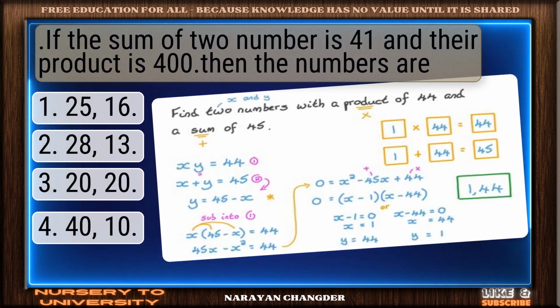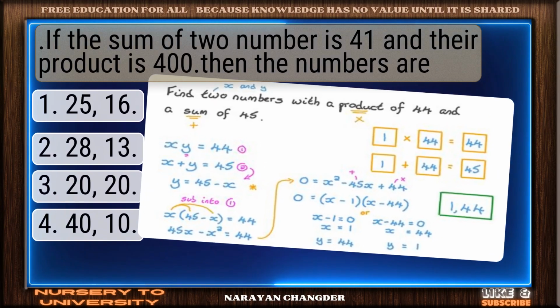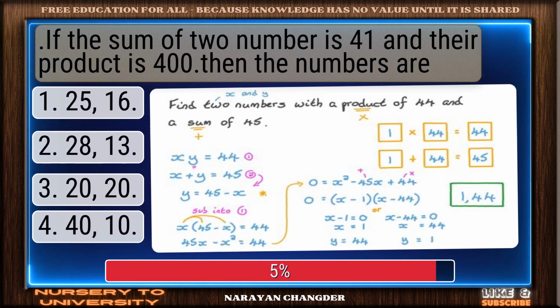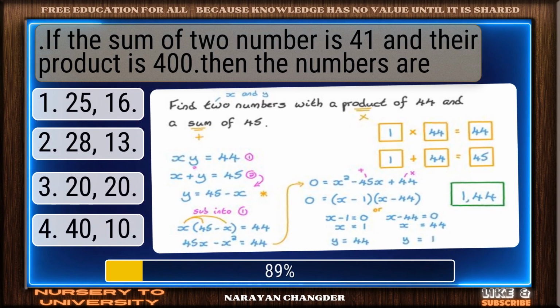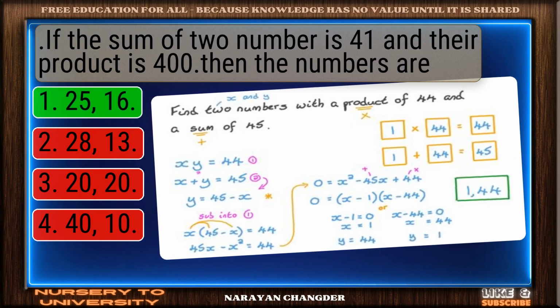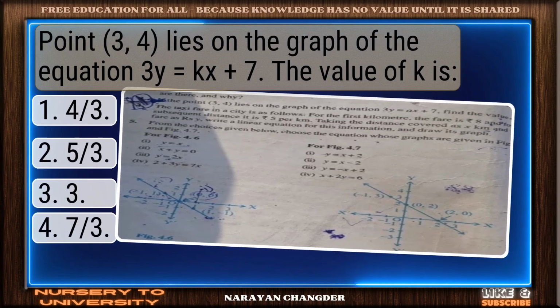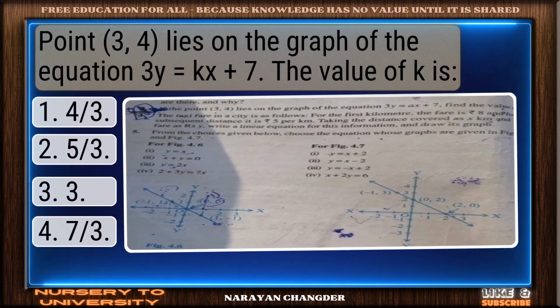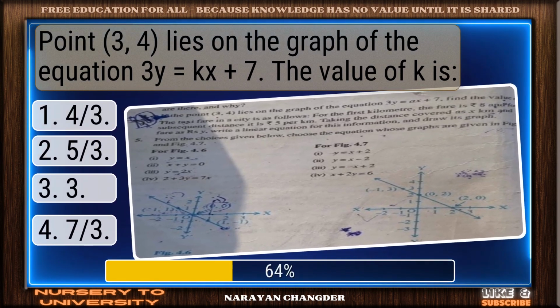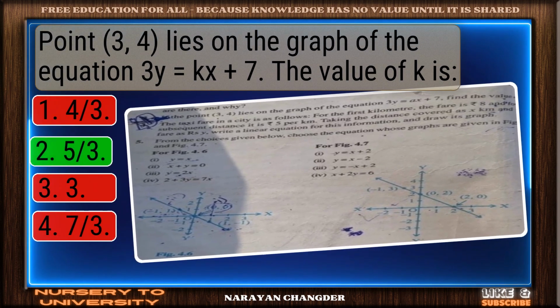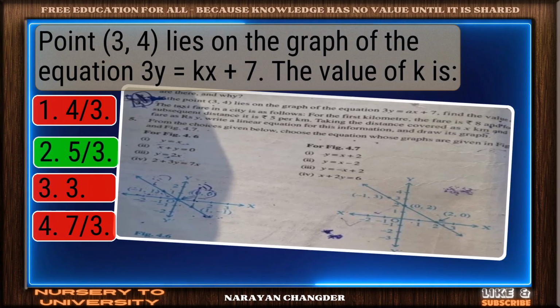If the sum of two numbers is 41 and their product is 400, then the numbers are. Nice selection. 25 and 16 is correct. Point lies on the graph of the equation 3 equal to kx plus 7. The value of k is. Excellent. 5/3 is well reasoned.